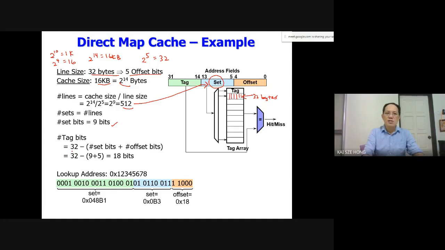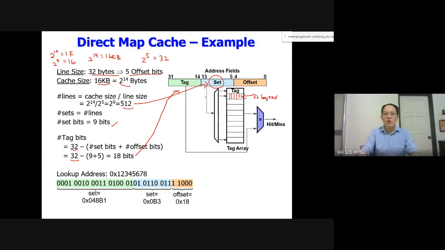So the remaining bits: we have a 32-bit computer, right? So 32 bits, we minus the set bits and also the offset bits, then we have 18 bits over here. So these 18 bits will be here. This will be the address for the cache.